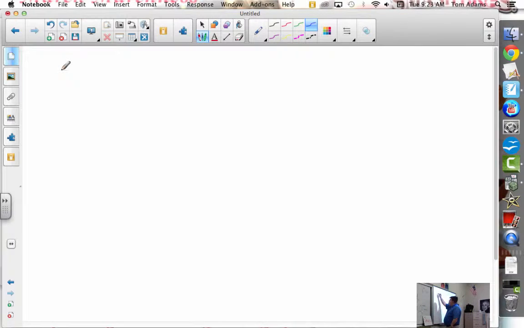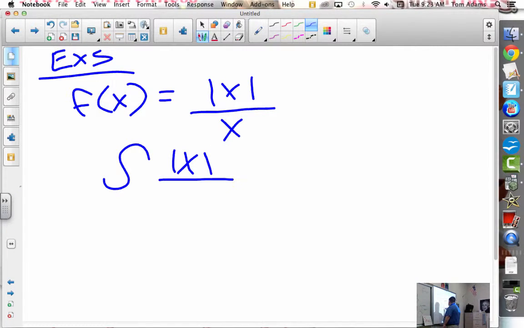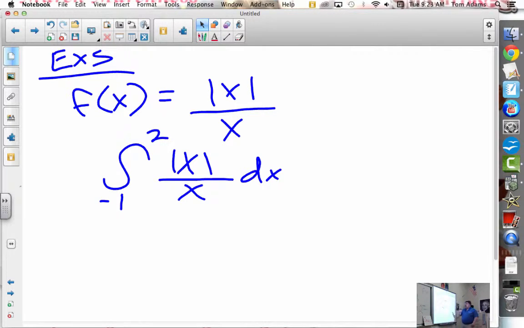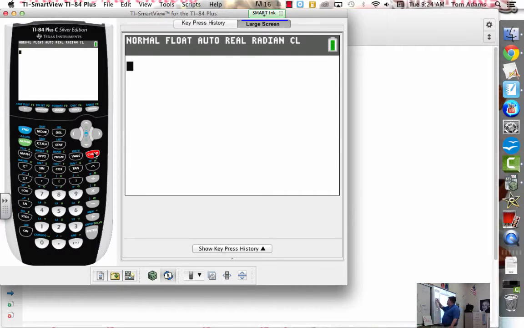So now for example number 5, if I have the function, the absolute value of x over x, and I wanted to evaluate that from -1 to 2, let's graph it first. Now the reason Mr. Adams is purposefully graphing this is because you're going to find something very interesting about this function.